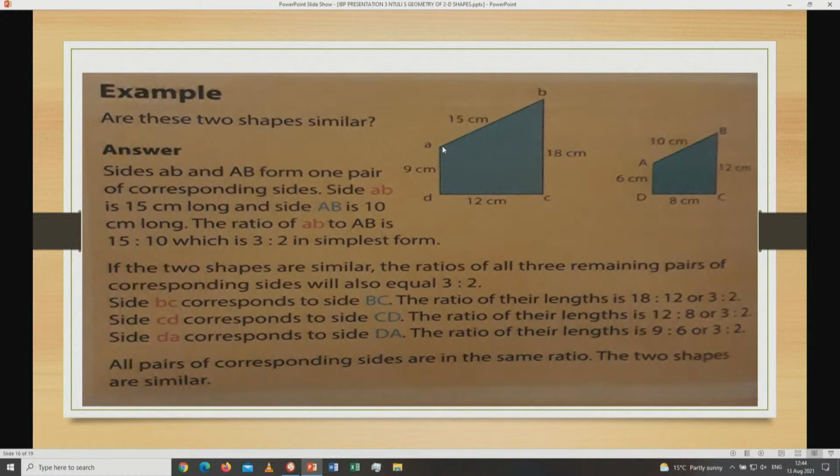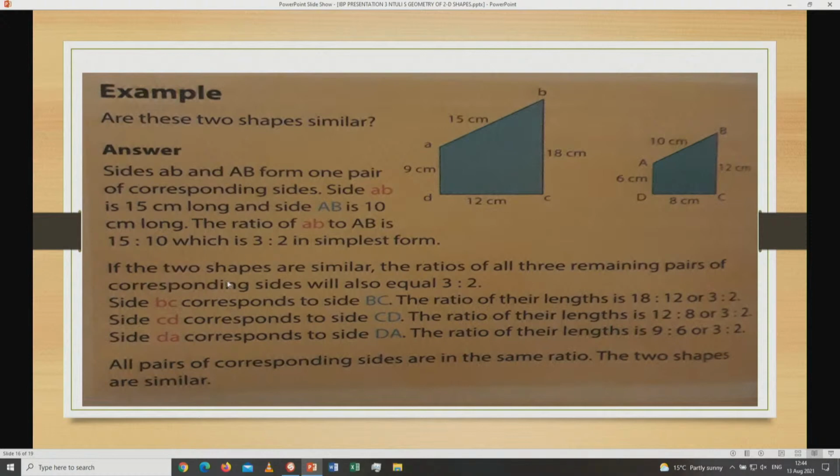Remember, they only tested the ratio of side AB, which is the small a, small b, to the side capital A, capital B. And they found the ratio to be 3 is to 2 in a simplified form, meaning that they found the number that can go into 15 and also into 10 without leaving any remainder, which was in this case 5. 5 could go into 15 3 times, and 5 could go into 10 2 times. So the ratio in the simplest form is 3:2.